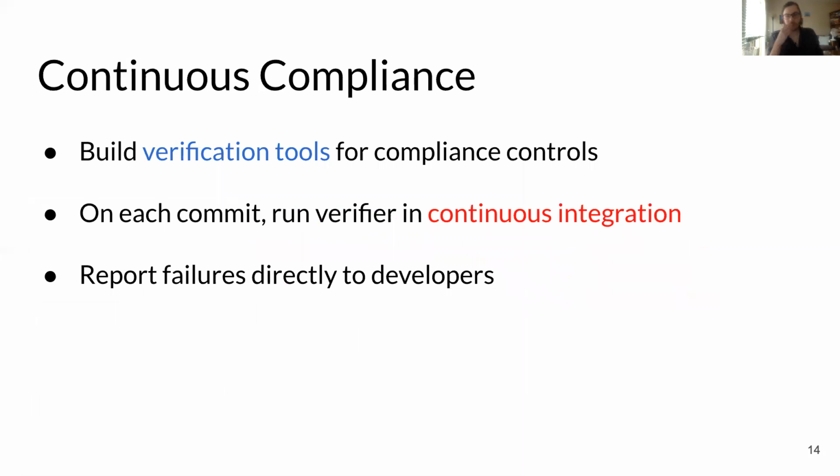So that brings us to our proposal, our vision for continuous compliance. The way that continuous compliance works is that each of these controls, rather than being enforced by a manual check, is going to be enforced by an automated verification tool. We're going to run that verification tool in the continuous integration system for the developers themselves, and then report failures directly to the developers so that they can fix them as soon as they happen, preventing the regression problem.